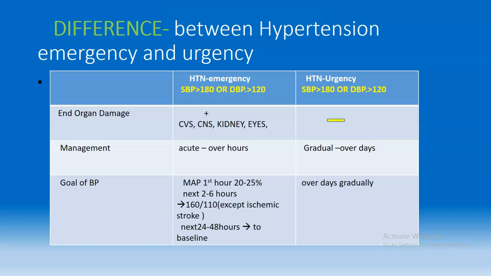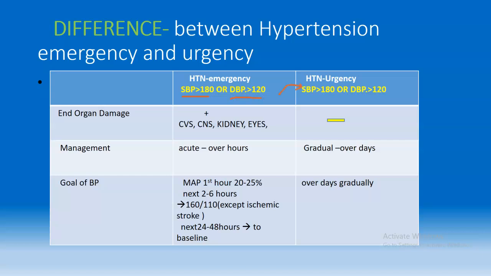So let us start. First of all, we want to know what is the difference between hypertensive emergency and urgency. I have drawn a simple chart to explain what the main difference is. Hypertensive emergency, as you can see, is when the systolic blood pressure is more than 180 or the diastolic blood pressure is more than 120, and the same goes with urgency.